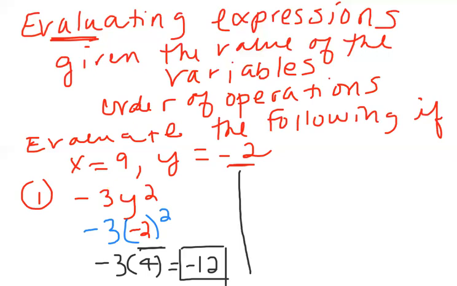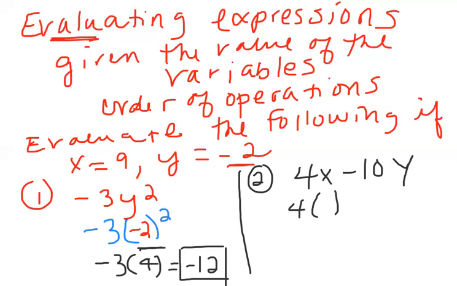Now, the next one, number 2, I've got 4x minus 10y. Very straightforward. We're just using order of operation. We're going to go in and we are going to substitute the x value in as well as the y value. The x value is 9. The y value is -2. And then we're going to work this out.